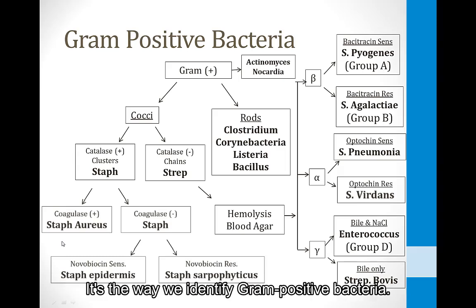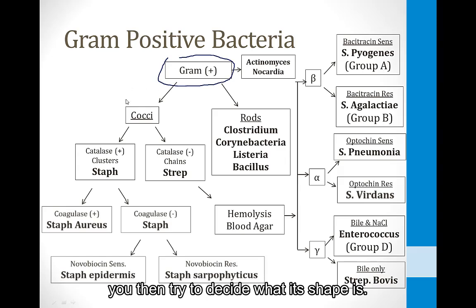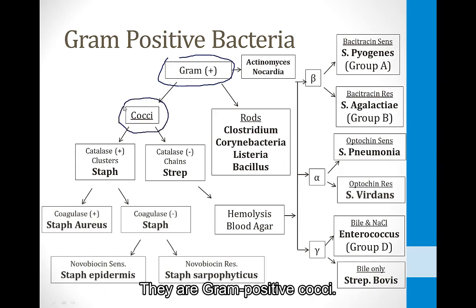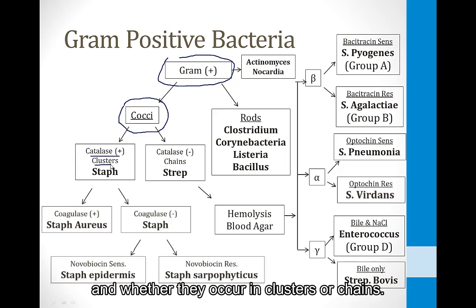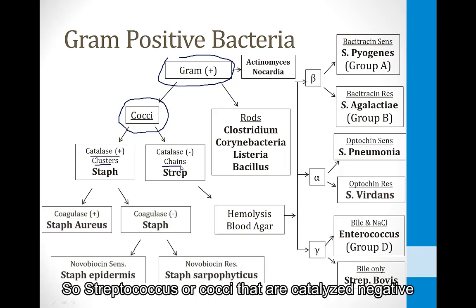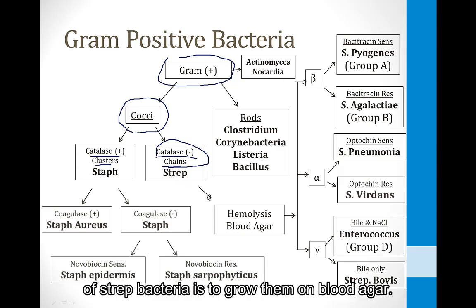It's the way we identify gram-positive bacteria. So once you know a bacteria is gram-positive, you then try to decide what its shape is. And most gram-positive bugs are circles. They are gram-positive cocci. The cocci are split up between staph and strep based on whether they're catalase positive and whether they occur in clusters or chains. So Streptococcus are cocci that are catalase negative and they occur in chains. And the way we differentiate different types of strep bacteria is to grow them on blood agar.